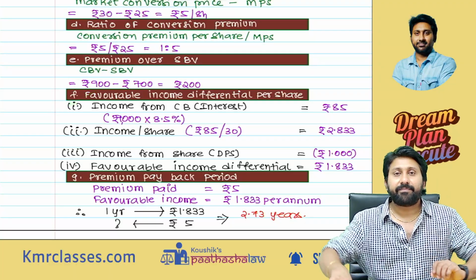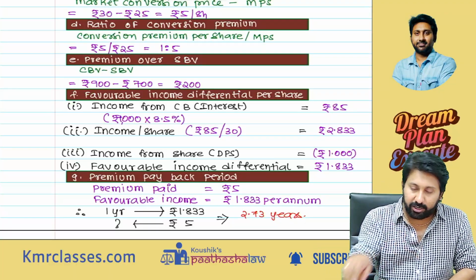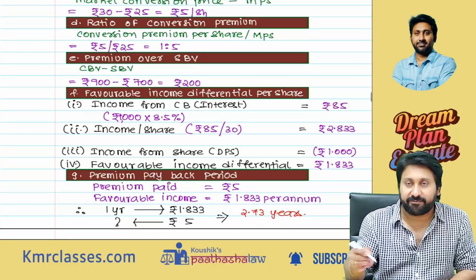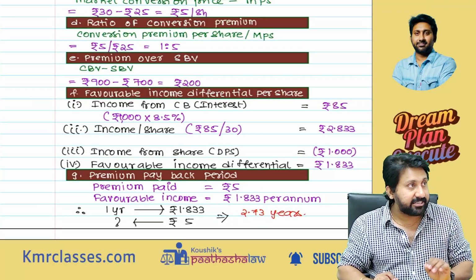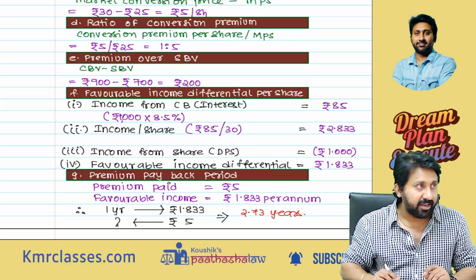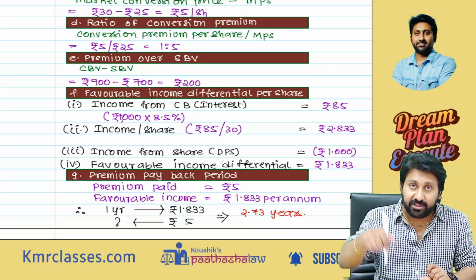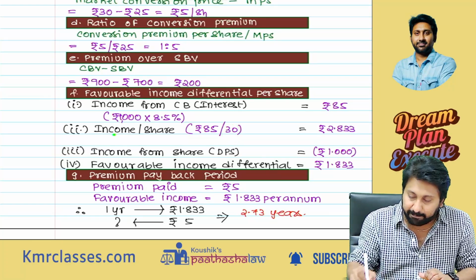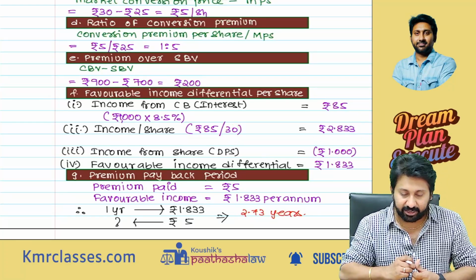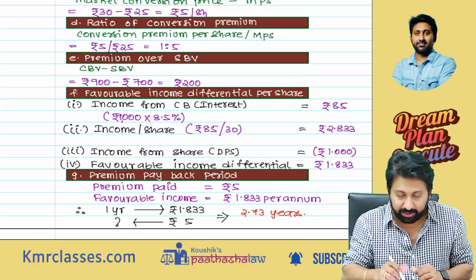What is this? If I put it as a bond, I would have got interest of 85 rupees on that. Since I am converting it into shares, how many shares are there in this question? This is a new question. 30 shares are there. Means income per share is 2.833. I repeat one more time.